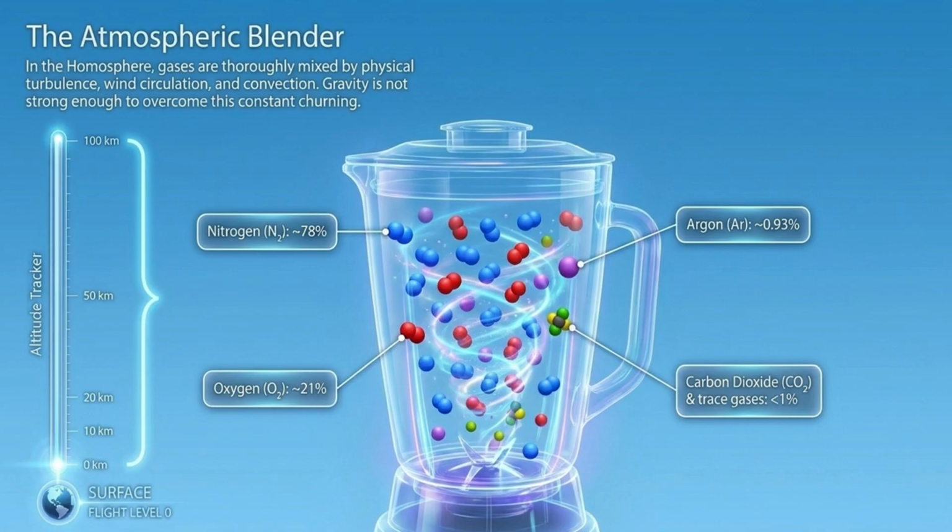The atmosphere is mainly composed of nitrogen, which is about 78%, and oxygen, which is about 21%. The remaining small portion includes gases such as argon, carbon dioxide and other trace gases. For example, when we breathe air at the Earth's surface, we are breathing a mixture that contains mainly nitrogen and oxygen. The same general proportion of these major gases is maintained at higher altitude within the homosphere because of continuous atmospheric mixing. So the key point is that mixing prevents the gases from separating according to their molecular weight in this region.